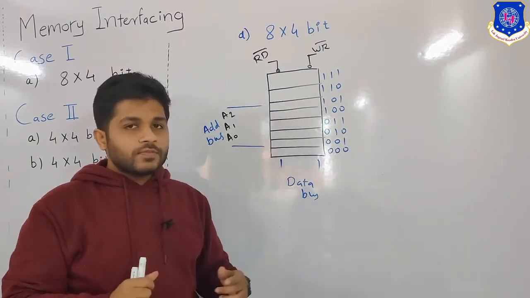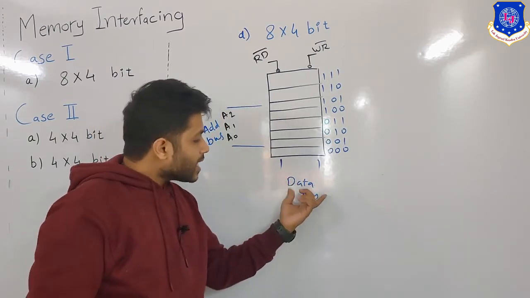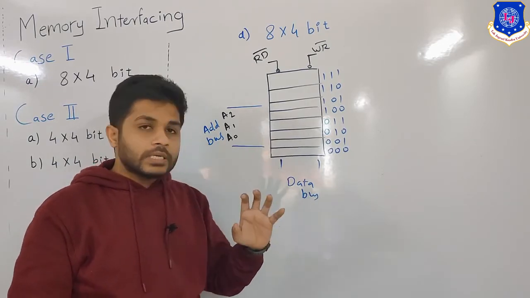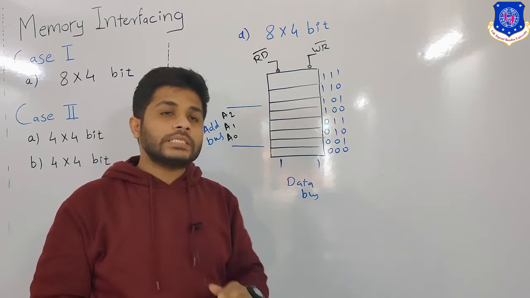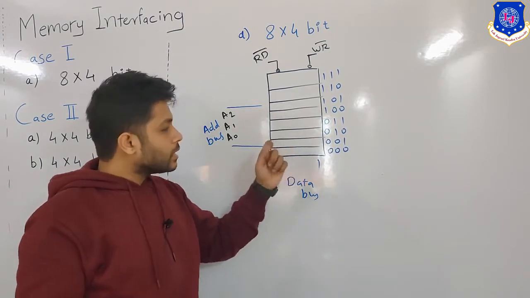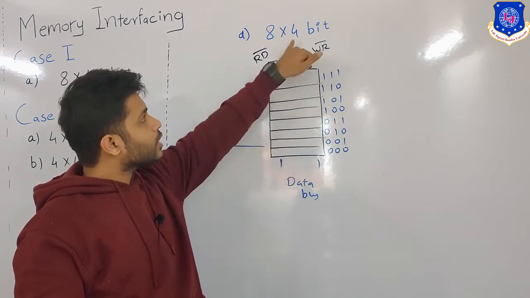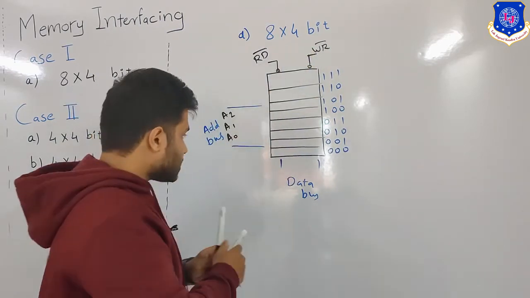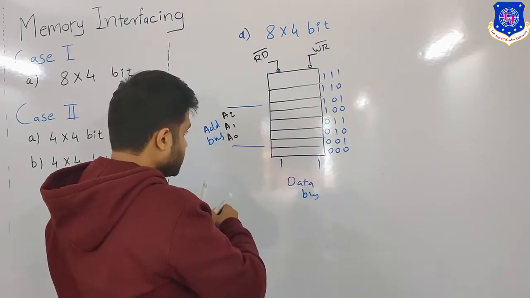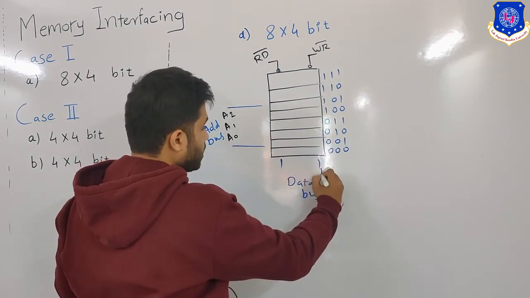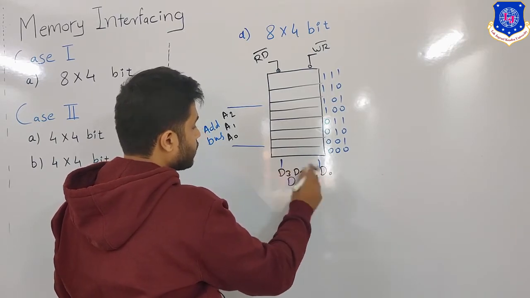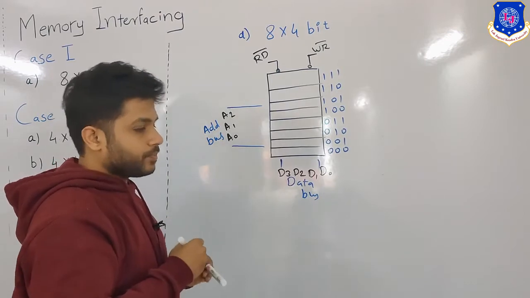What will be the size of the data bus? The size of the data bus depends on the storing capacity of one location. What is the storing capacity of one location? The storing capacity of one location is 4 bits. So the size of the data bus will be D0, D1, D2 and D3, which is 4 bits.